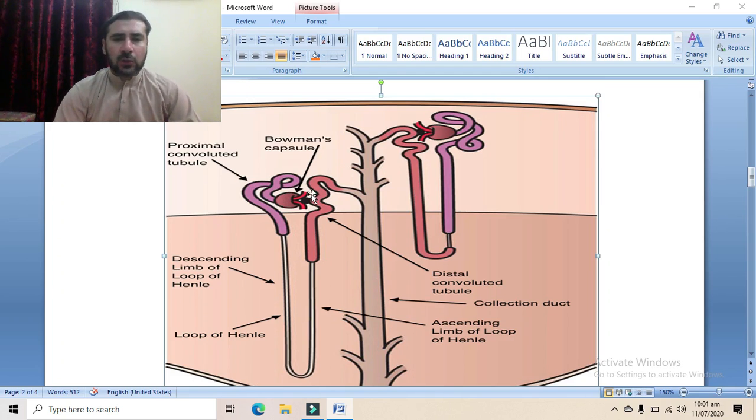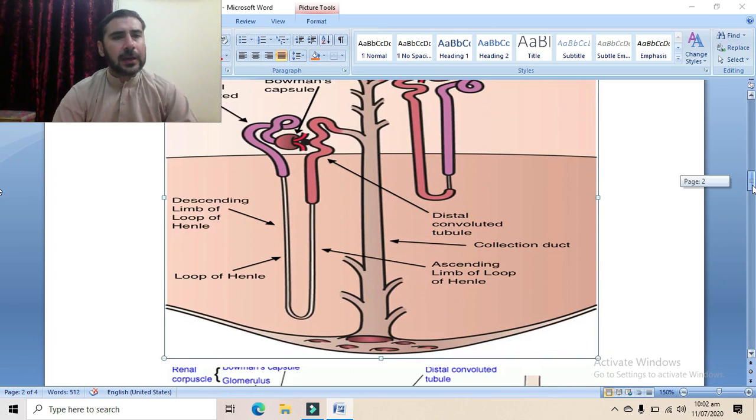And starting from here, the filtrate will slowly and gradually be converted into urine. So it will move from here through the loop of Henle, then the distal convoluted tubule, and then into the collecting ducts. Now this is one nephron, there will be several other nephrons, and all nephrons will have a similar structure, and the collecting duct will be there. So the collecting ducts of several nephrons combine together and open into the renal pelvis, and from the renal pelvis the ureter starts.